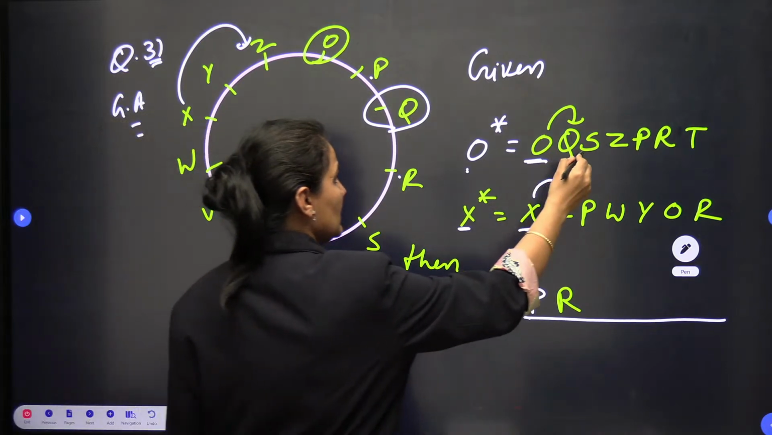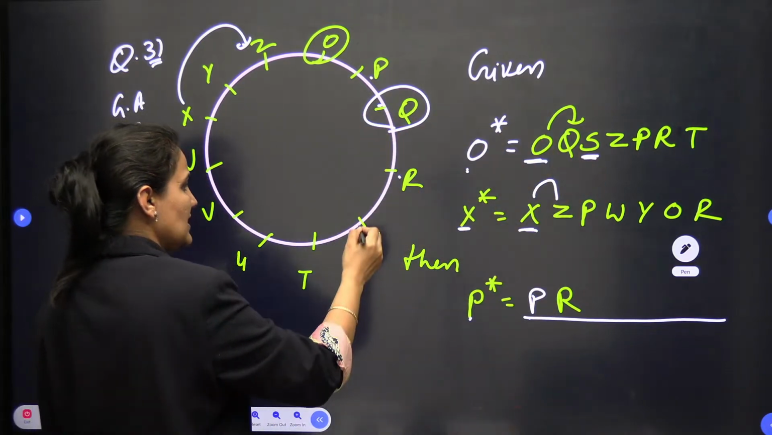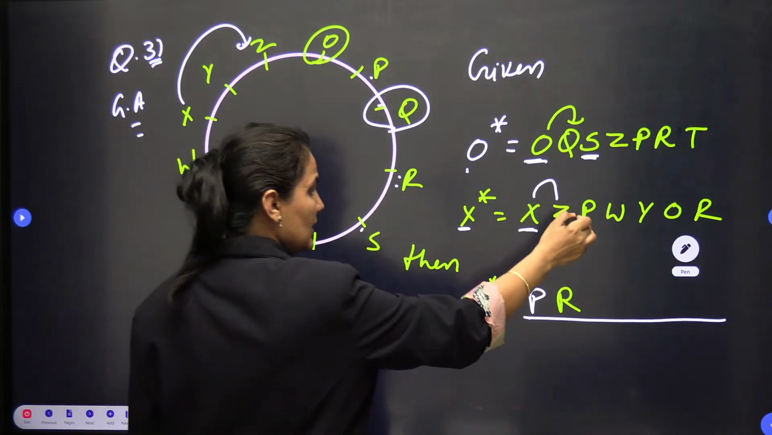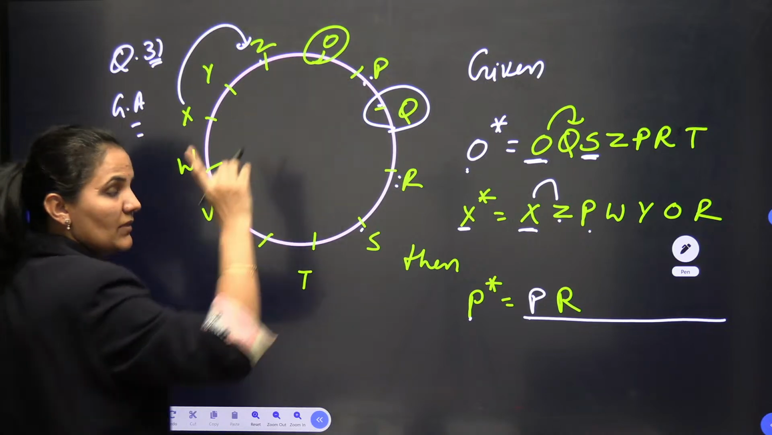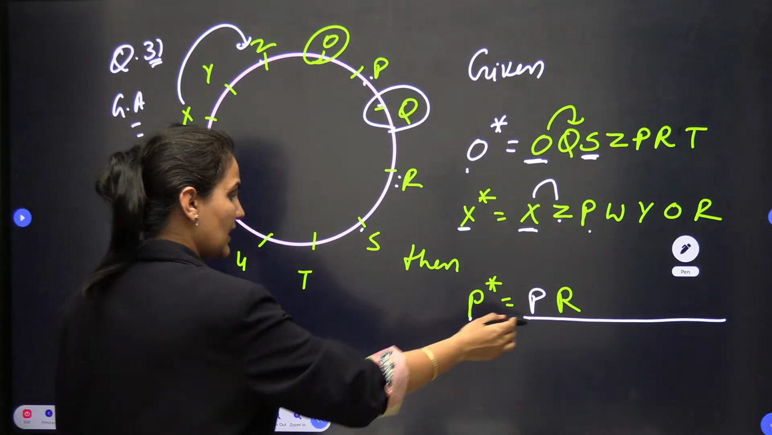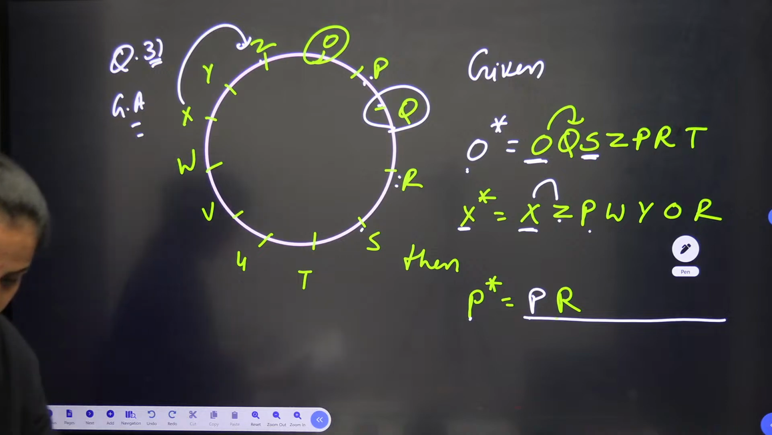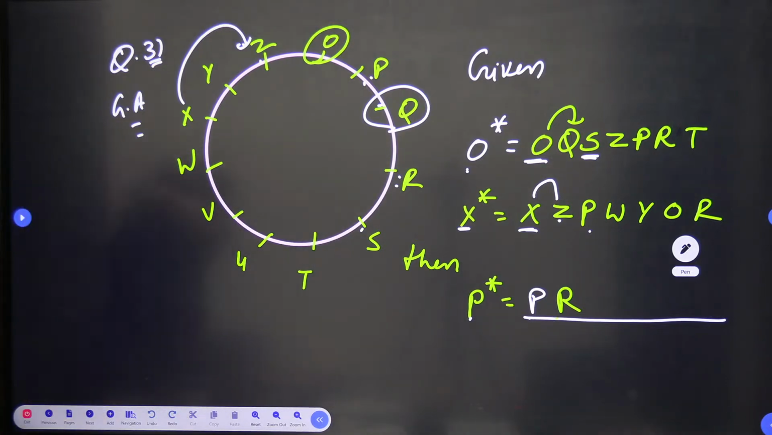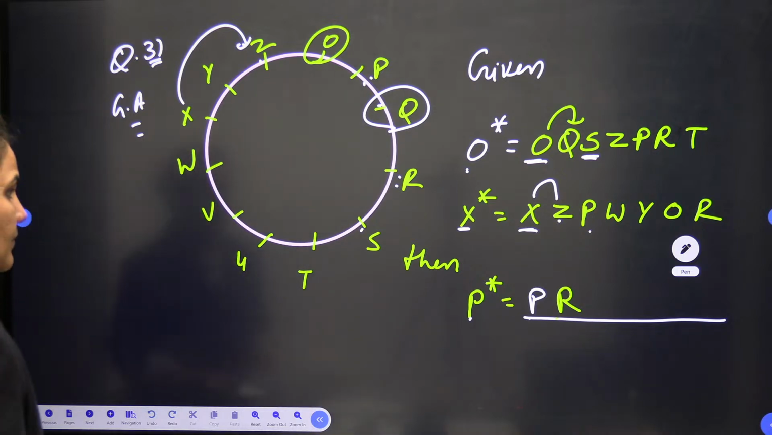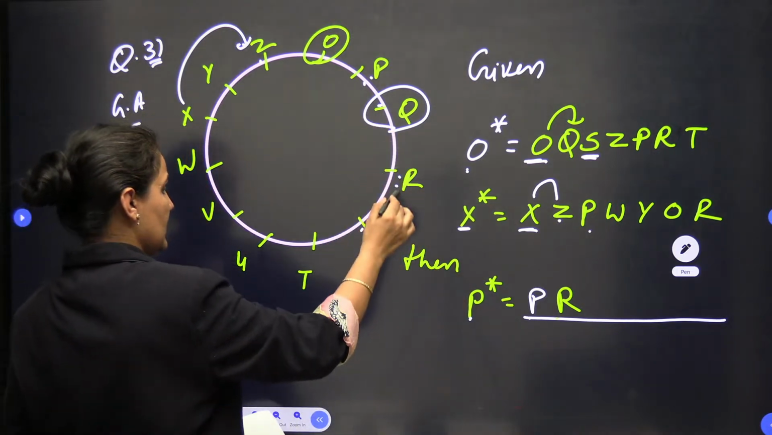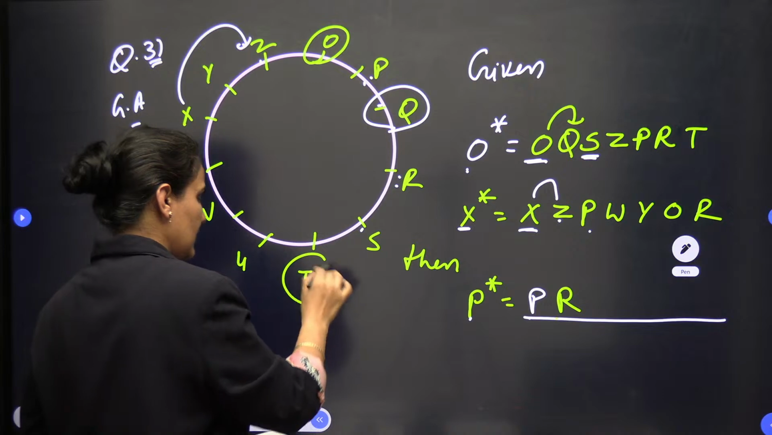Similarly, when I'm going with the S, after Q, S is coming again with the one gap. Similarly, you can see here after Z, P is coming. So after Z, P is coming with the gap of 1. So in the same manner, after R, just 1 second. So guys, after R we can see T is coming.